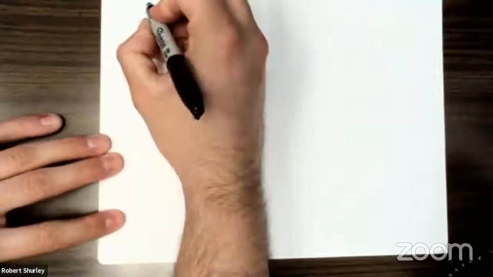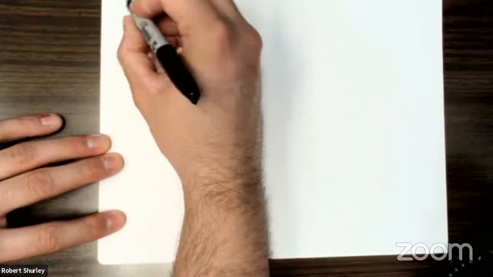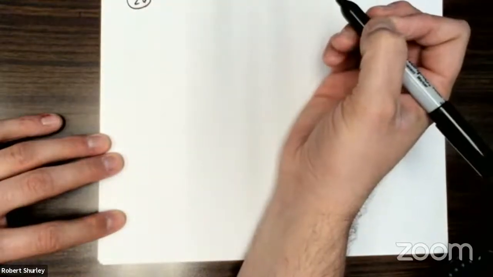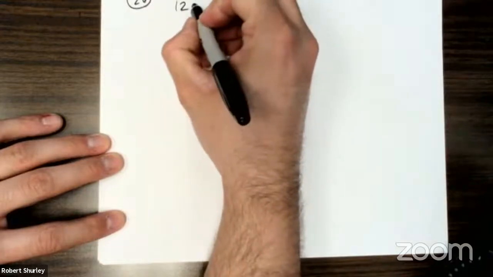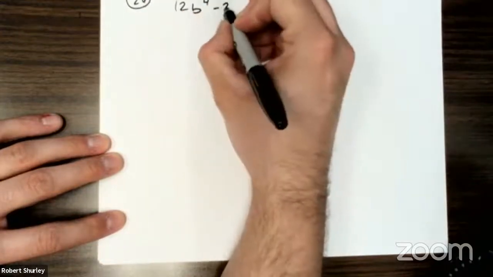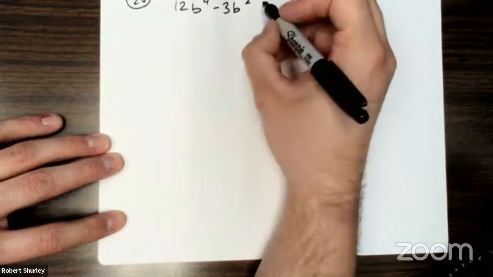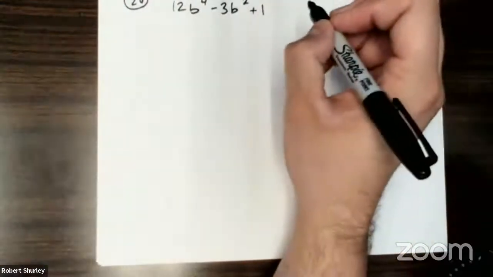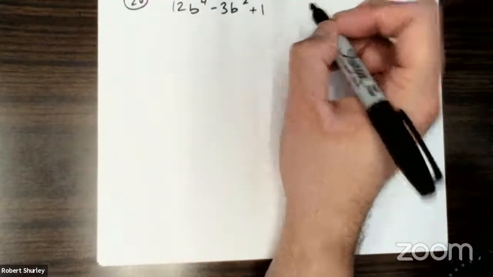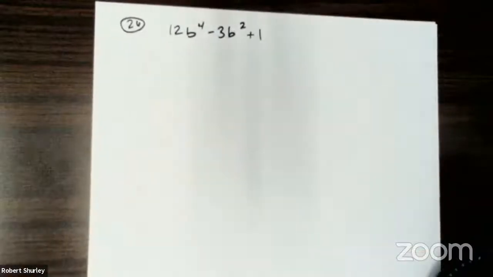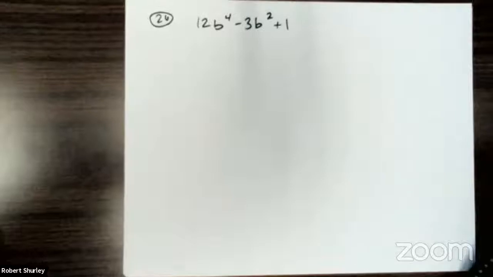Well, I'll tell you, like 26. We've got this is 26. If you're looking at the book, it's on page 378. 12b to the fourth minus 3b squared plus 1. And the question states, I believe, factor out the greatest common factor. Let me make sure. You factor out the greatest common factor.